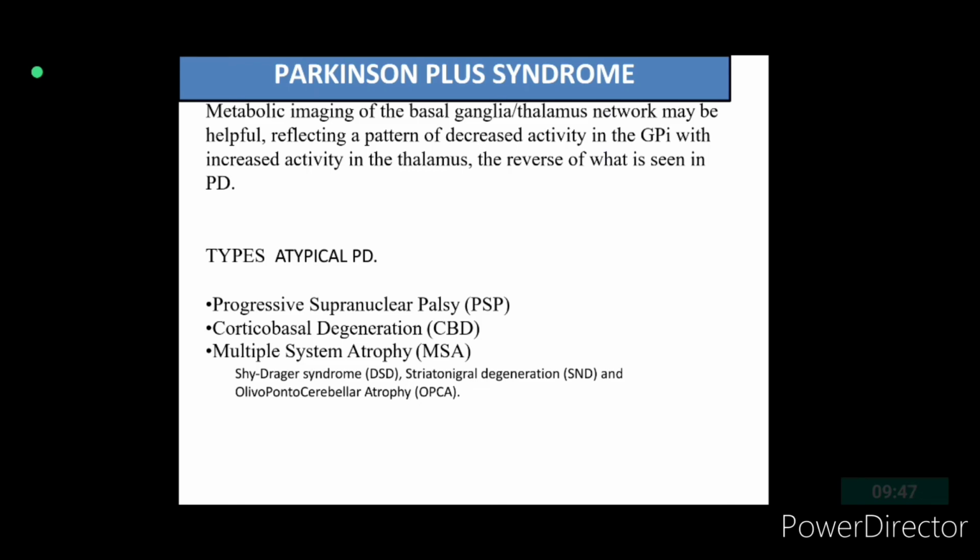Types of atypical Parkinson's disease: progressive supranuclear palsy, corticobasal degeneration, multiple system atrophy.